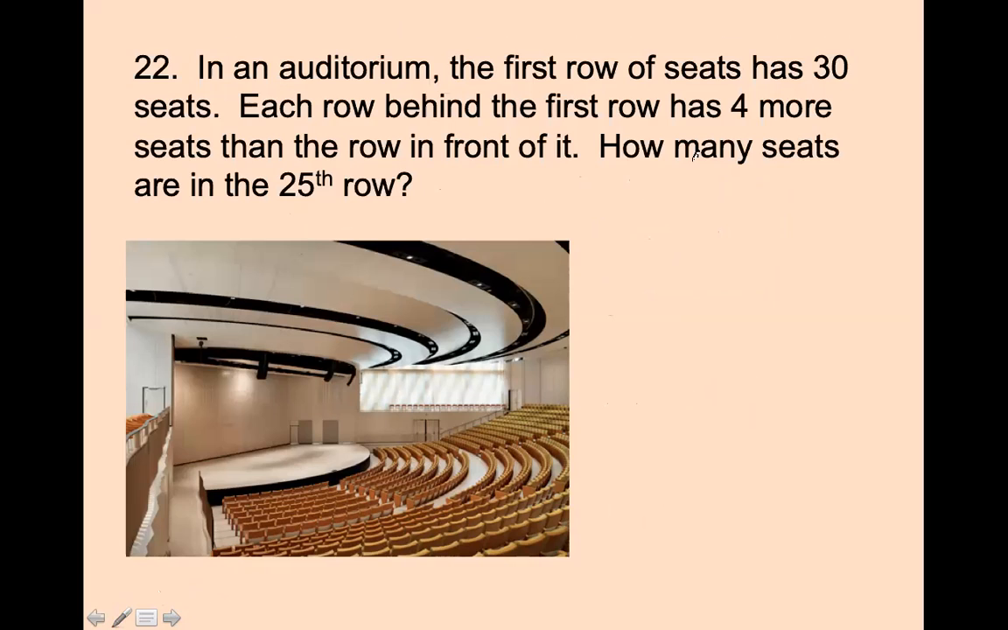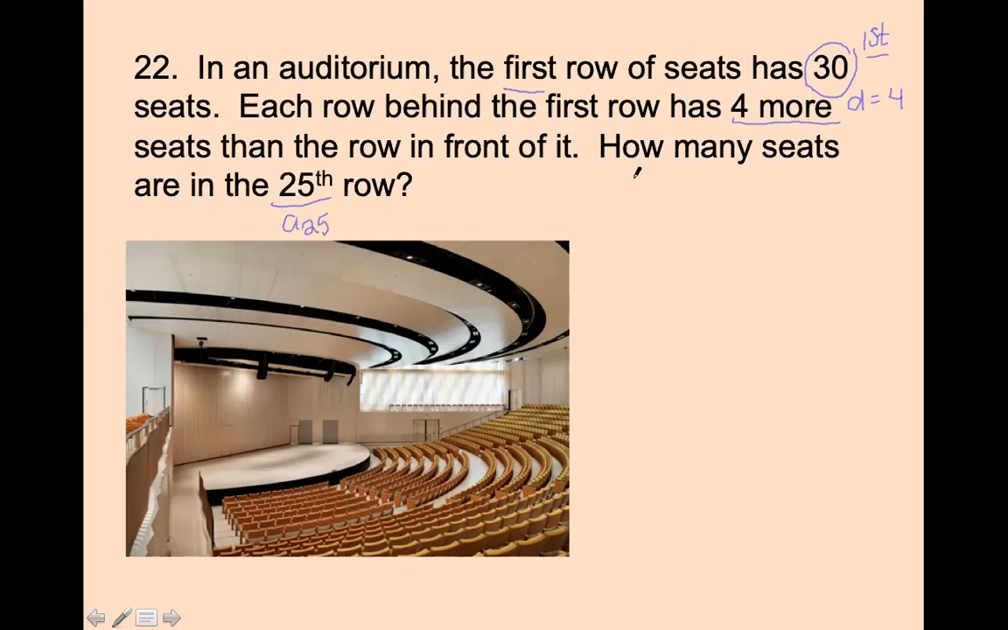So let's look here. The first row of seats has 30. That's our first term, the 30. This part here where it says each row has 4 more seats, that's our common difference is 4. And it's asking us to find the 25th. It's asking us to find a sub 25.